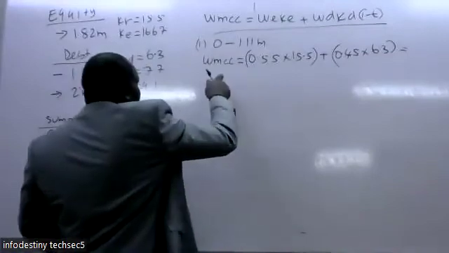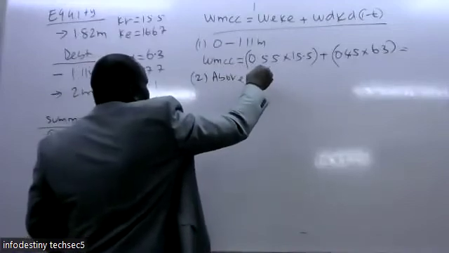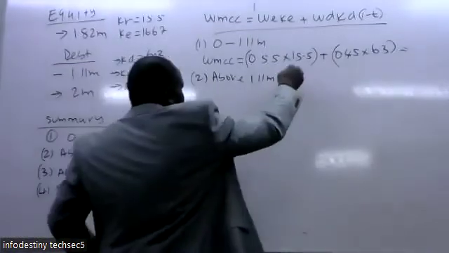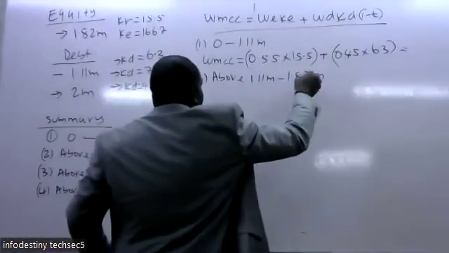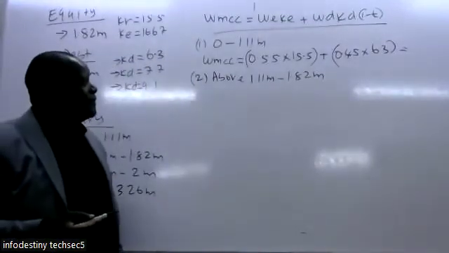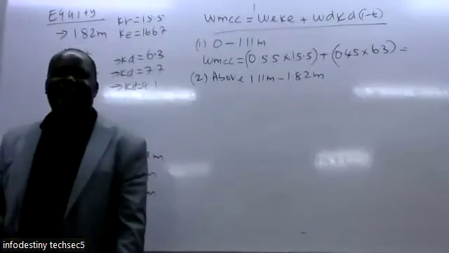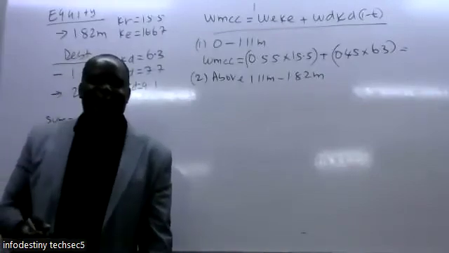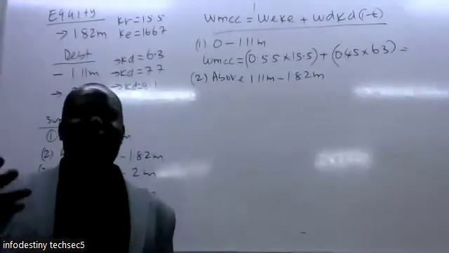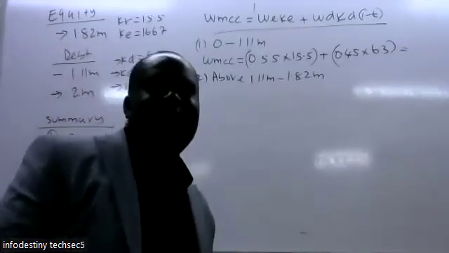So the next one, number 2, should be above 1.11 to 1.82. We have taxed already. I remember how we were calculating there. The formula is that it must be taxed, but we had already taxed. I remember it was 11, was it 9 then 1 minus 0.3? Yeah, so we had already taxed them.